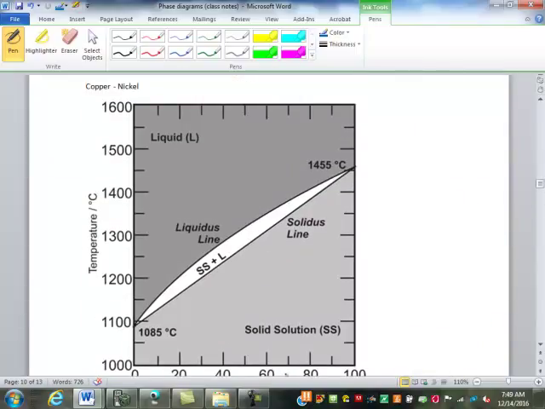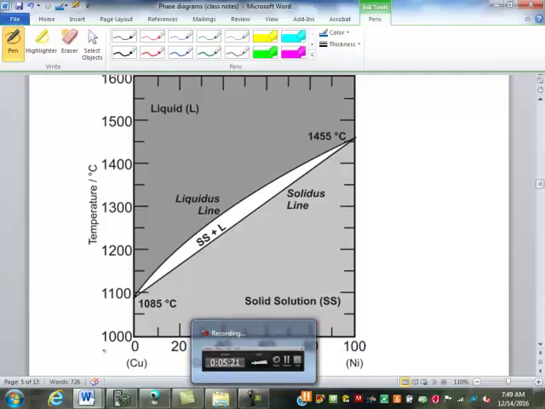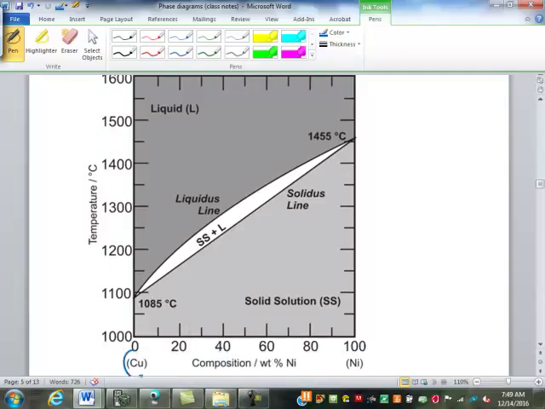So what does this diagram tell us? This side here is pure copper. Pure copper melts at 1,085 degrees. It will go directly from a solid to a liquid when it hits that temperature. This is pure nickel here. Pure nickel melts at 1,455 degrees. As we mix them together, that melting point changes. At 40%, this would be 40% nickel, so 60% copper.